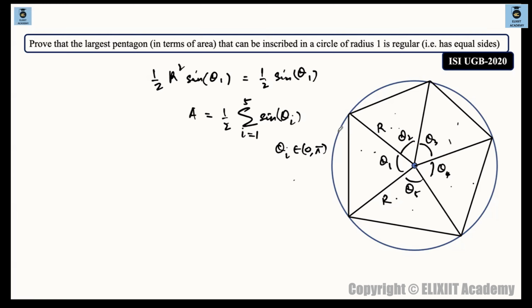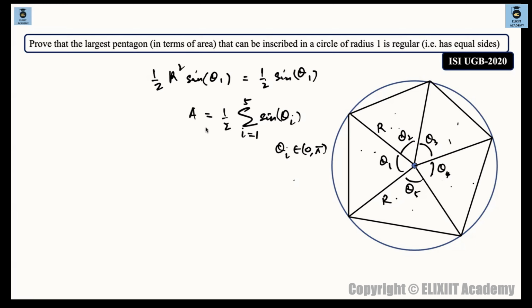ठीक है, अच्छा करना क्या है यहाँ पे? You have to maximize this. आपको दिखाना है कि for the maximum area this pentagon is regular. ये एरिया अगर मैक्सिमम हो जाए, बोल के रखा है कि for the largest pentagon in terms of area, this can be inscribed in a circle of radius 1, और ये एक पेंटागन है, ये रेगुलर होना चाहिए, this will be regular. ठीक है, so if I can prove that all these theta 1, theta 2, theta 3, theta 4 and theta 5 are equal, then we can definitely prove that the pentagon is regular pentagon. अगर ये सारे के सारे थीटास equal हैं, then we will prove that the pentagon is regular.